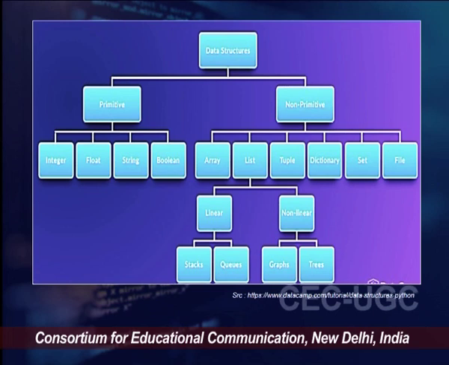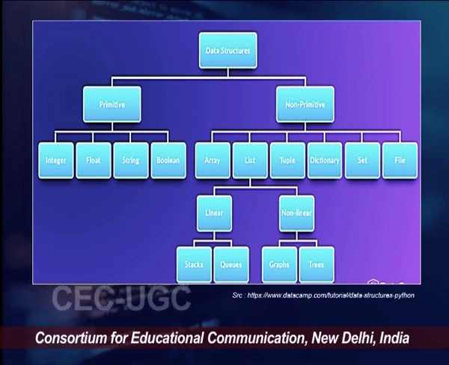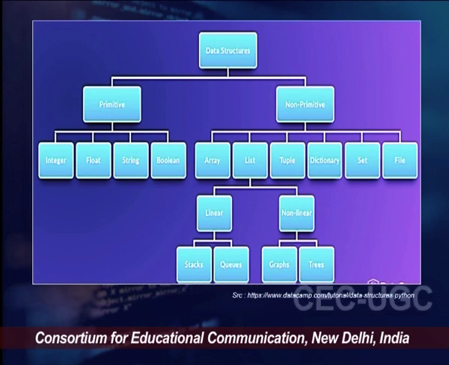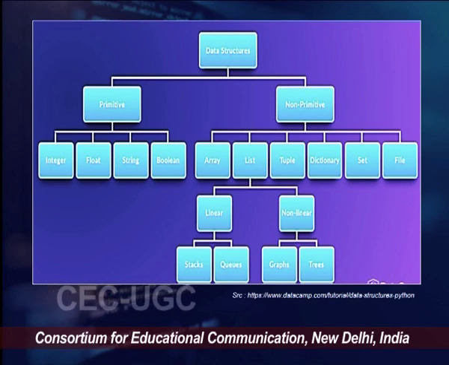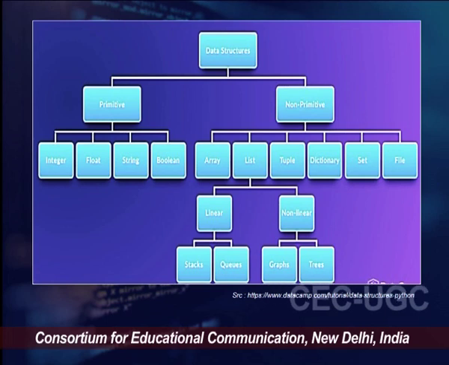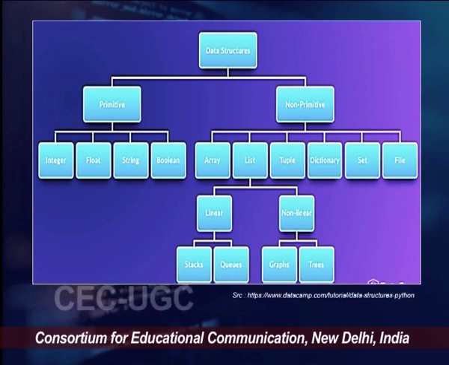A tuple is again a composite data type which we will look at. Then we have a dictionary data type, then we have the set data type, and we also have a data structure for files. So these are the different types of non-primitive data structures supported by Python, and in today's lecture we are going to talk about the list, the tuple, the dictionary, the set and the file.